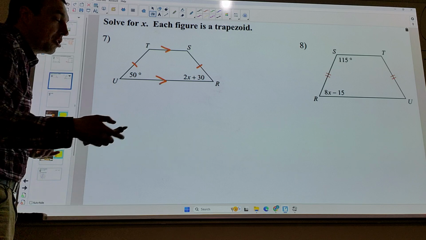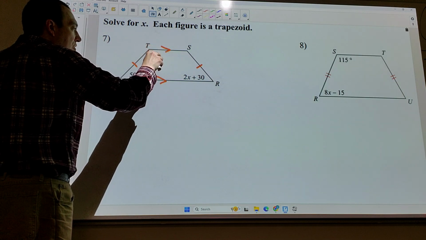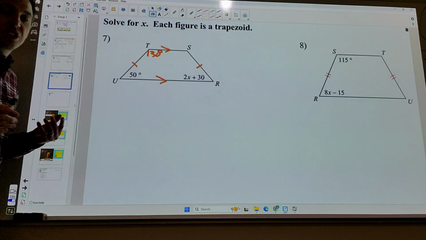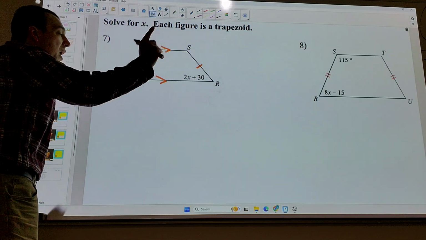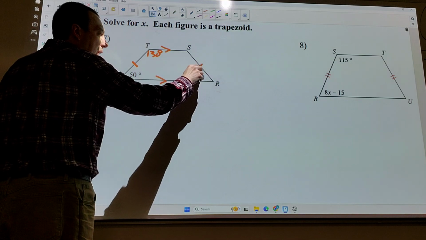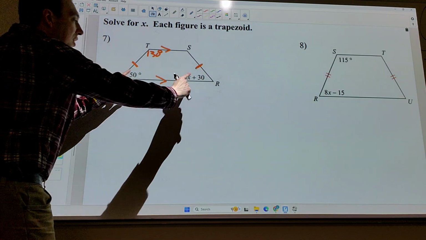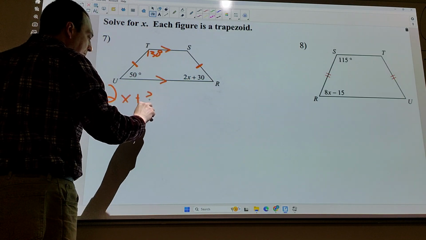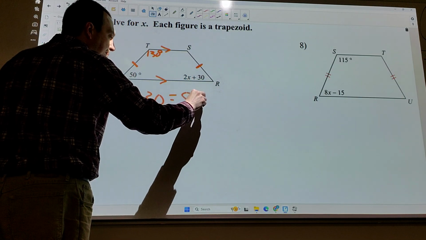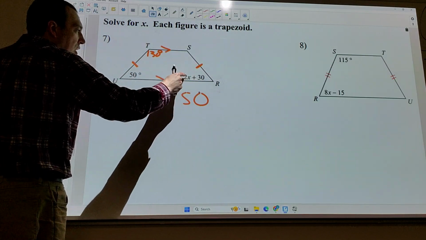If you wanted to, you could be like, oh, that's 50. That must mean that that is 130. That's just helpful information, but you didn't need to write that down for this problem. But since it's an isosceles trapezoid, these base angles are equal. These two angles are equal. So 2x plus 30 equals 50. That's only true if we have an isosceles trapezoid.